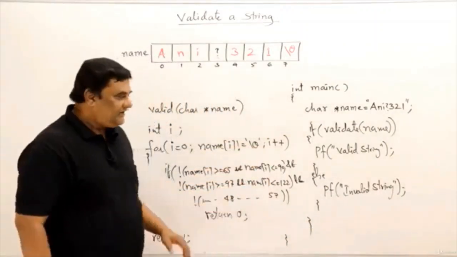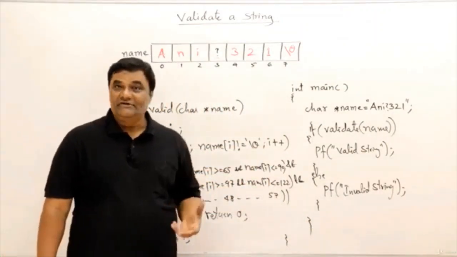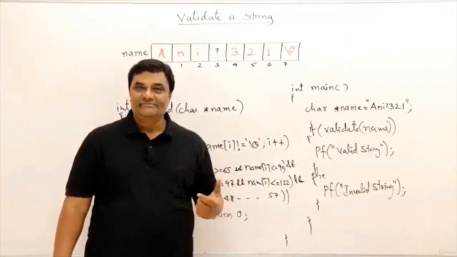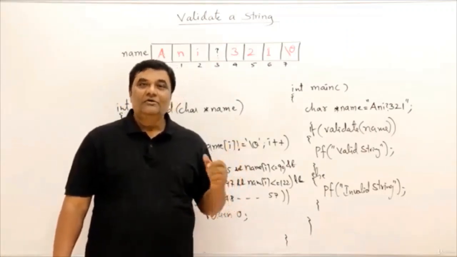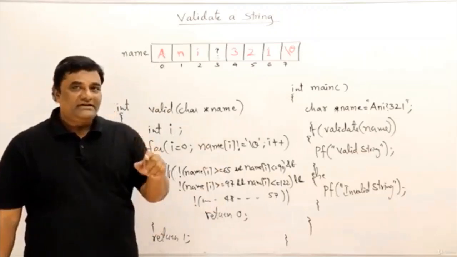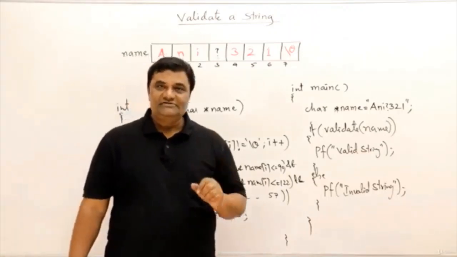So in this function, we have written a lot of conditions. So yes, if a lot of rules are there, then a lot of conditions will be there. So we have seen a validation function. You can try this function. You can write down this function by yourself.